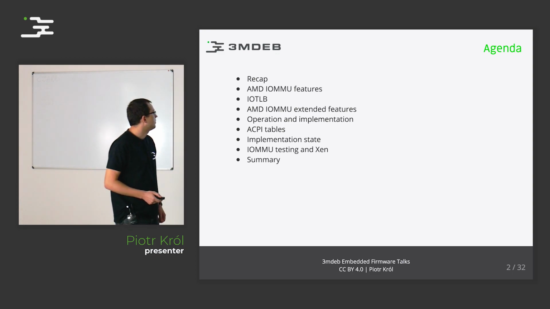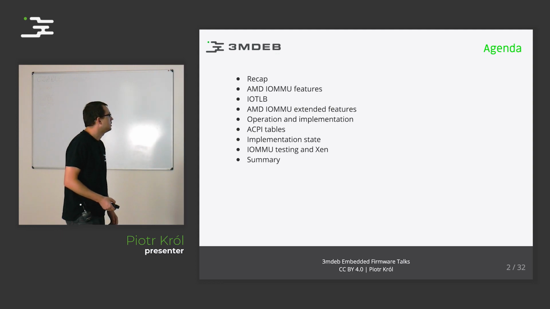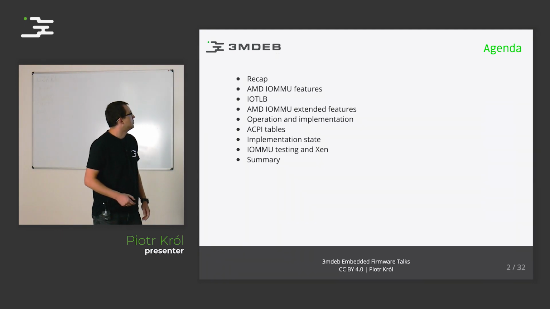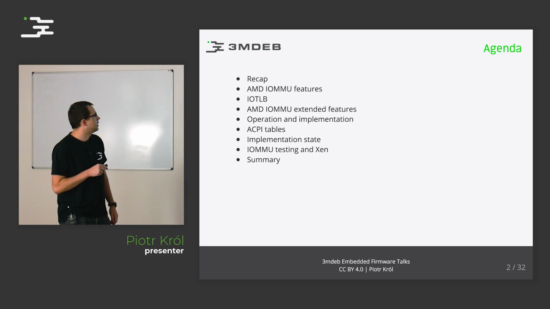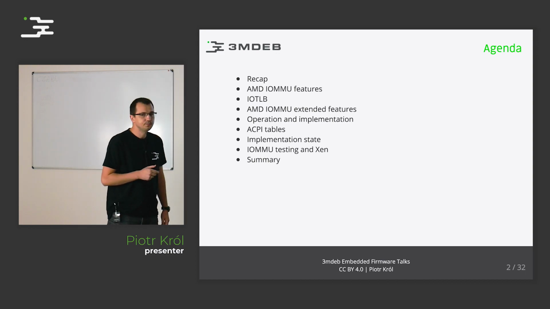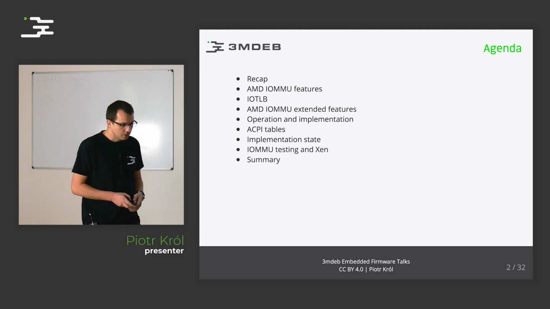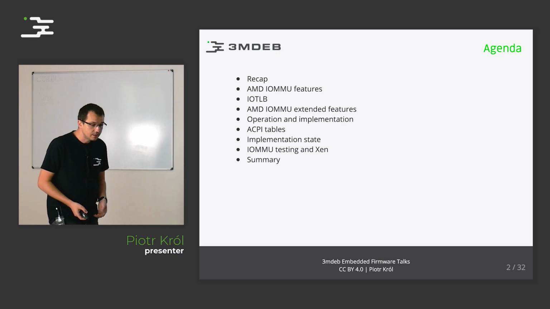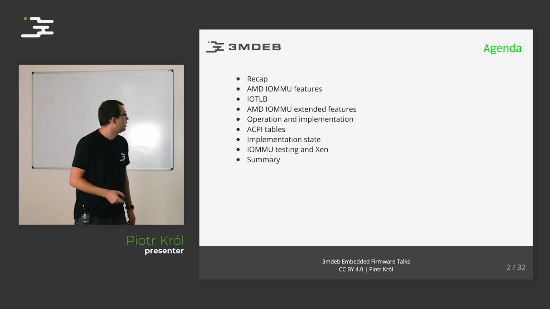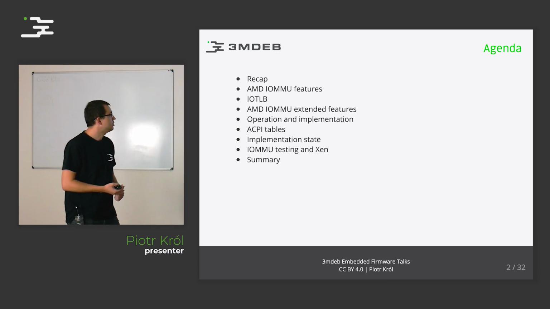So let's look at the agenda. I will not reintroduce myself. You can find my LinkedIn and Twitter account on the internet. Today we will recap what was covered last time. Then we will talk about the details of AMD IOMMU, which will cover some features, IoTLB. Then we will discuss more about features, about some extended stuff. We will switch to how it operates, what the theory of operation is, and what the suggestions for implementation are.